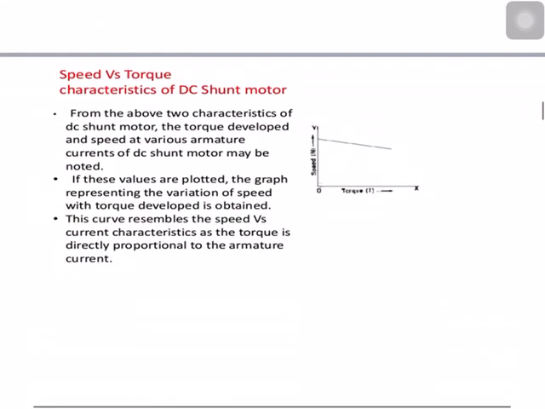Okay, next one, speed versus torque characteristics.